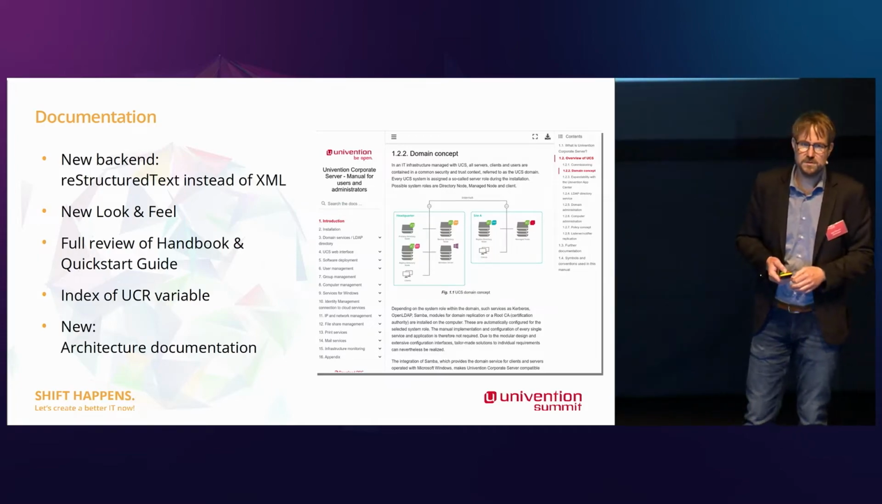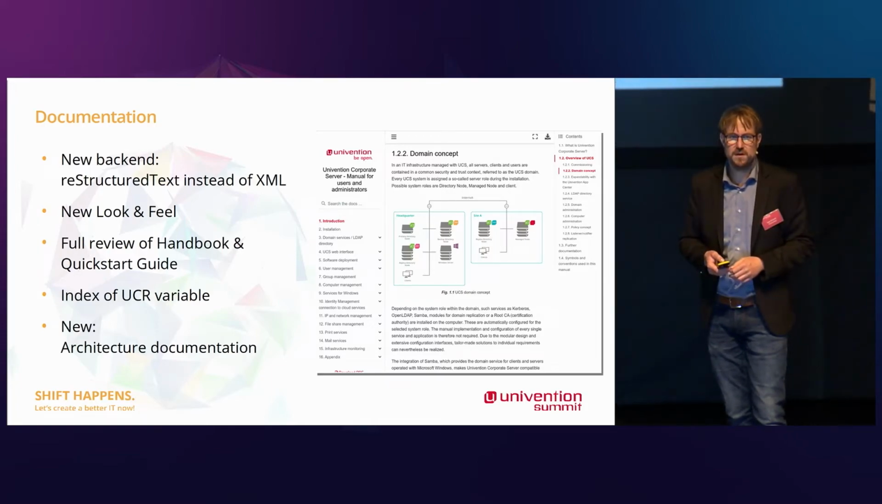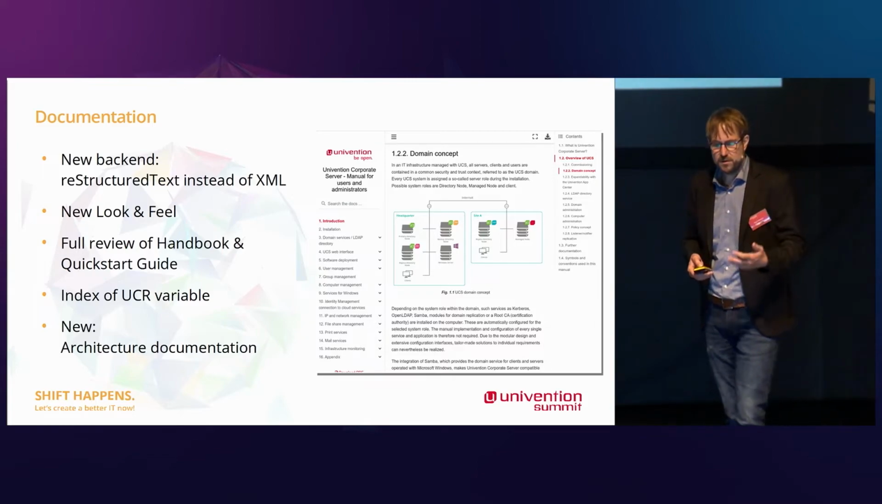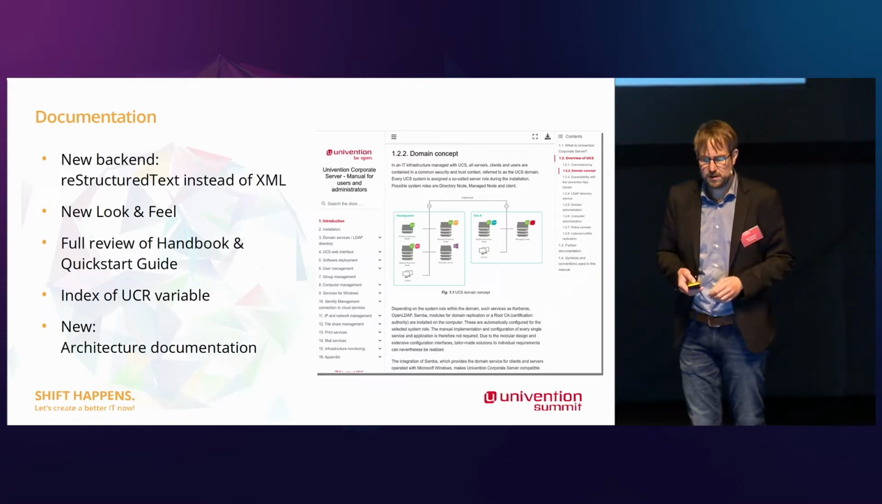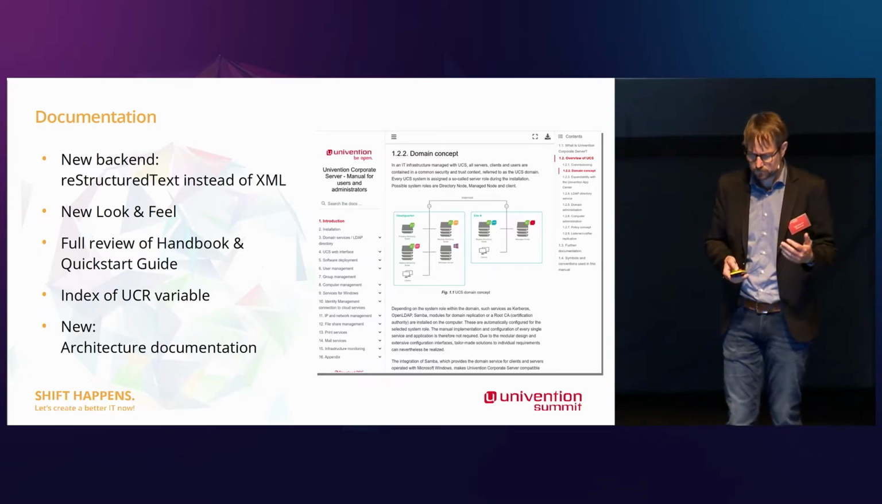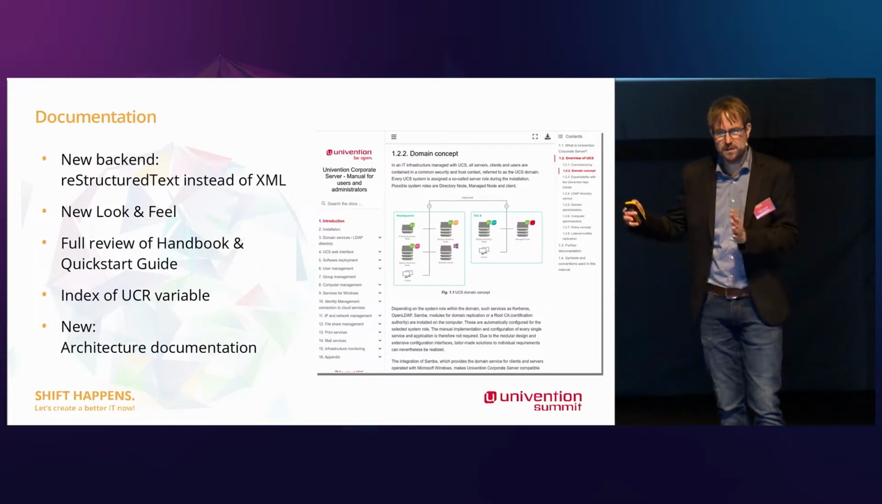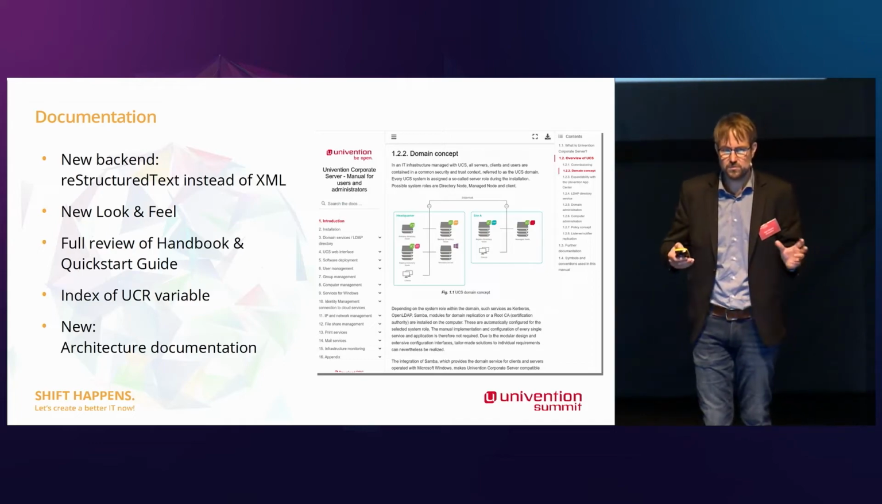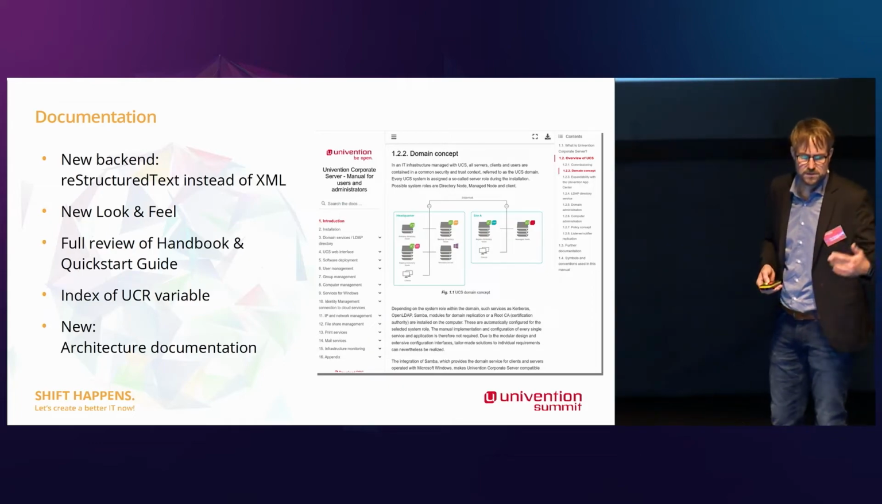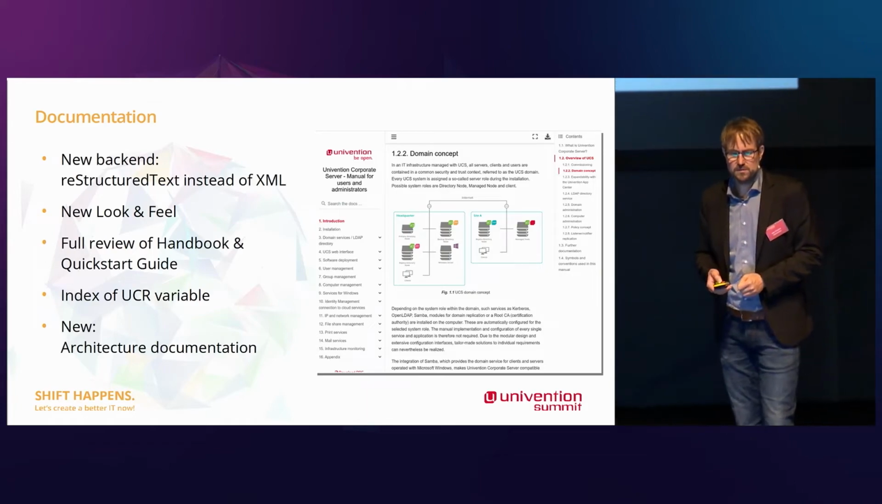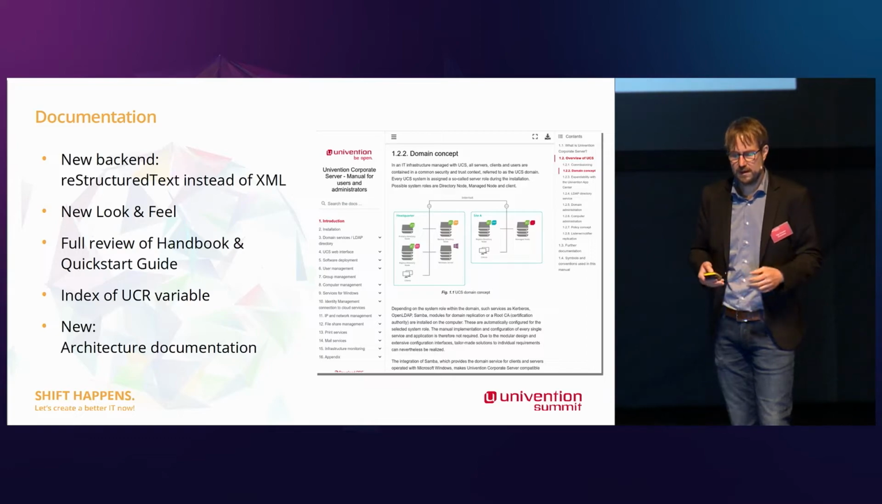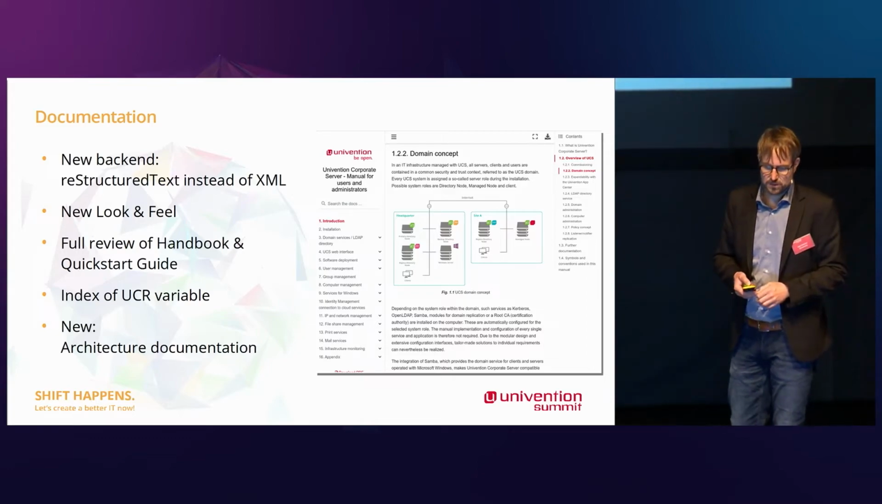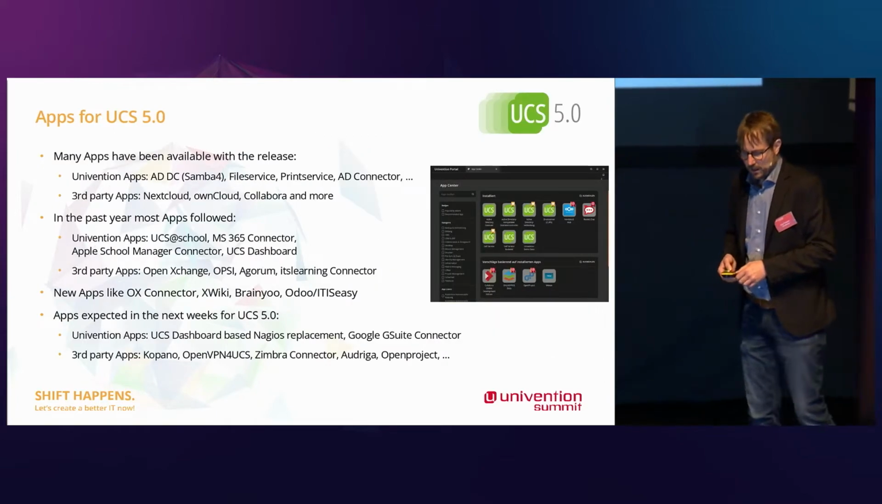We now have an index of the different UCR variables that are used, so you can look up which variables exist. And we also have started with new documents. An example is the architecture document. It shows the structure of UCS from a technical perspective. So for somebody who plans the system, you get an overview of which modules and which components are available. We will further expand that in future. That is, switch documentation to the new framework, and we hope that the new framework will make it easier for those who access it externally to make a comment, and the old framework with XML was always a bit cumbersome.